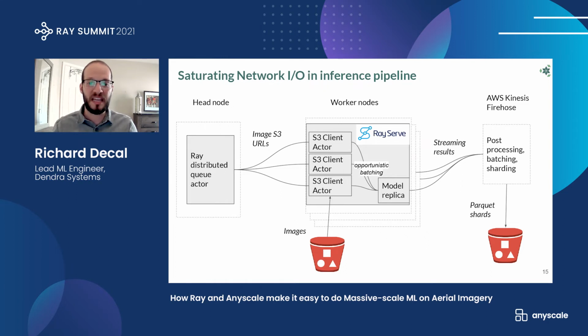By instead making this eager evaluation, the network is constantly in use. It's constantly downloading images, whether or not the model is ready at that point. And so as the model is flushing results out, the next batch of images is ready. So this has made it so that we can use the most GPU possible, and we're constantly using our network across the entire cluster evenly.